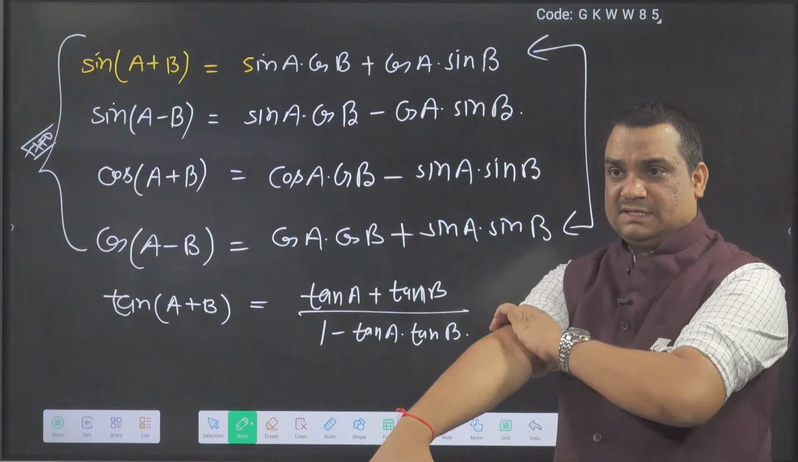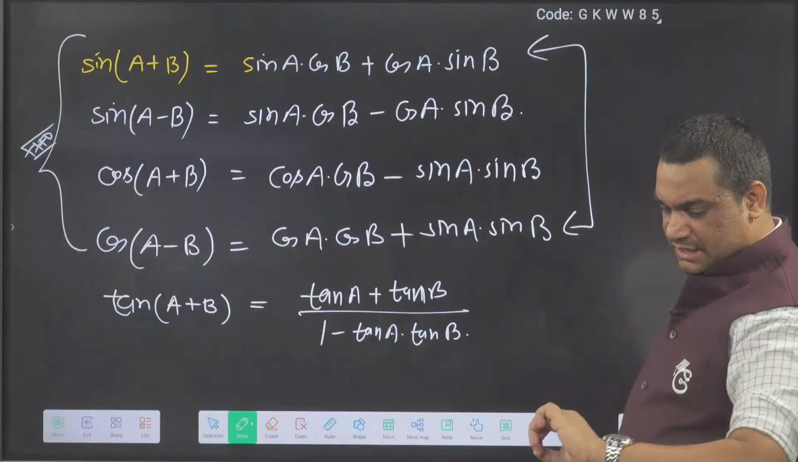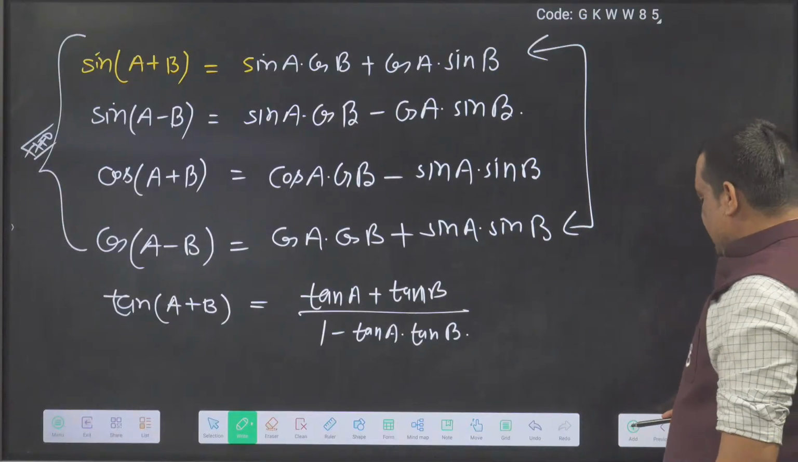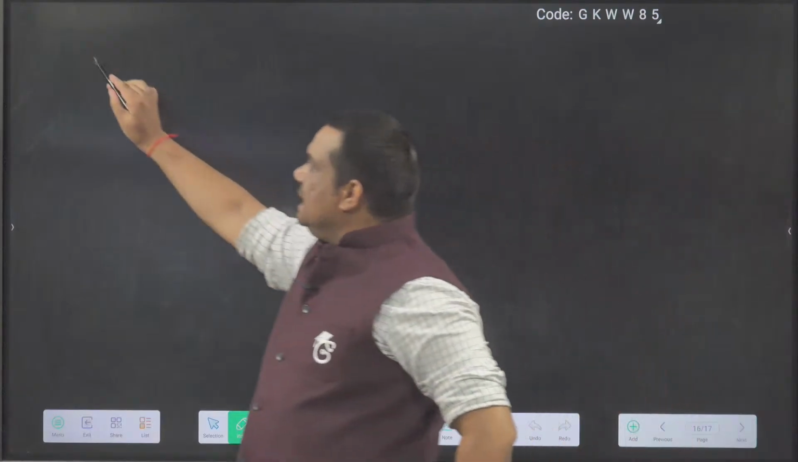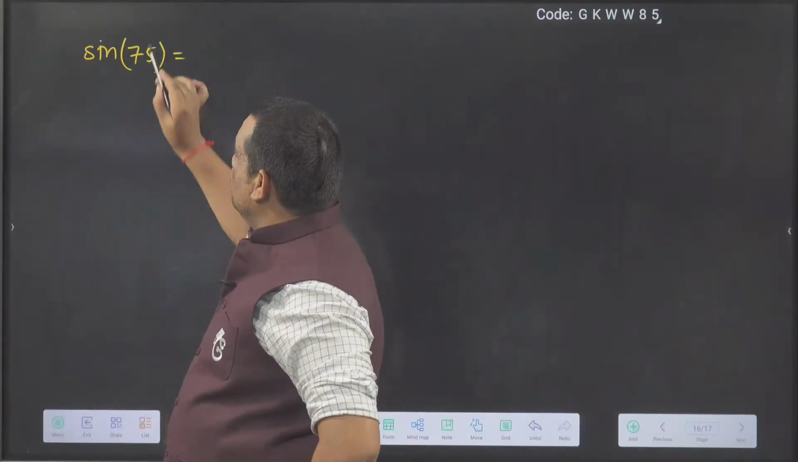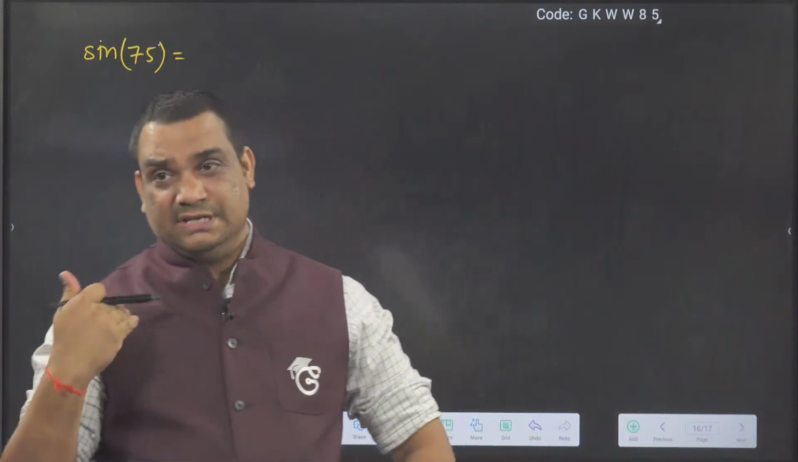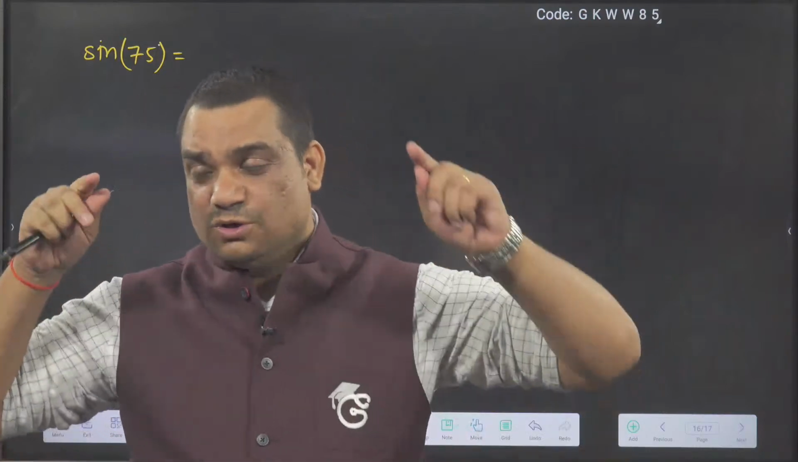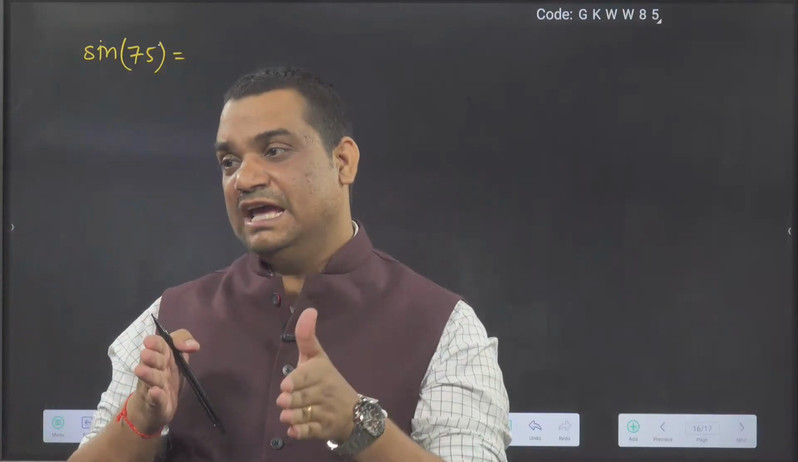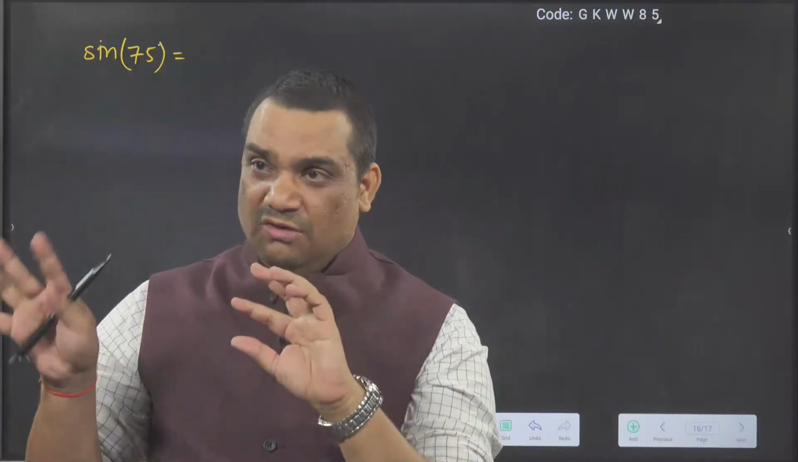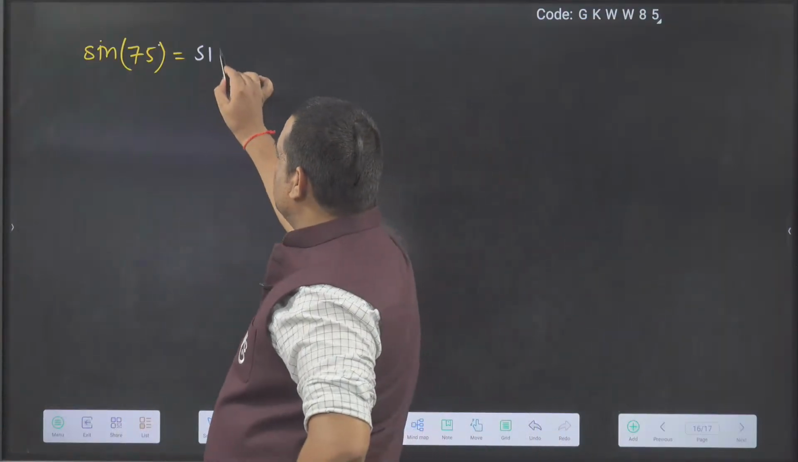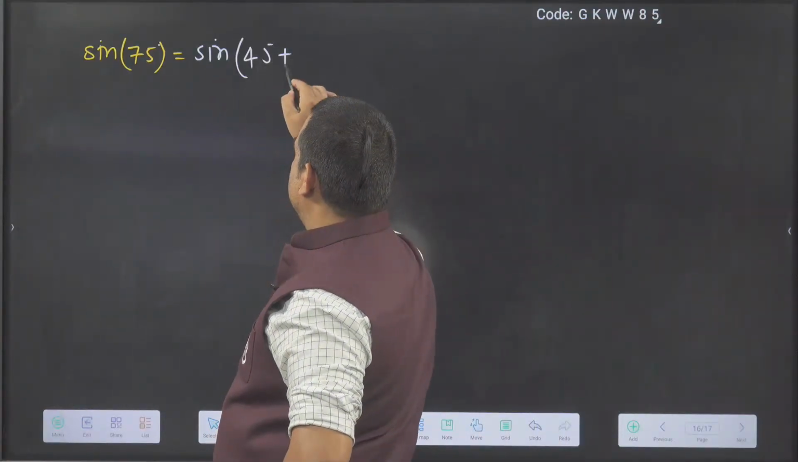So I'm going to ask some questions on this. Ready? Okay, quickly here. If I ask sine 75, you have to divide this 75. Sometimes they will give us data in such a way that out of the known values, 30, 45, 60, you can always write it as a plus or minus. So 75 can be written as 45 plus 30.